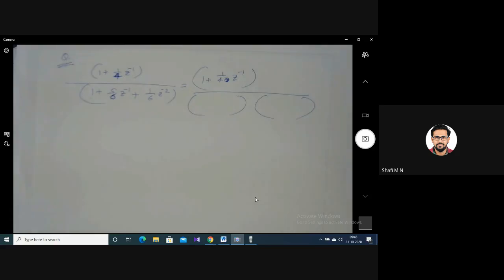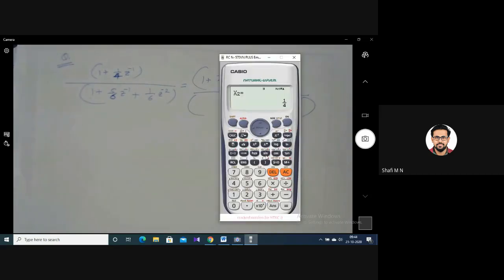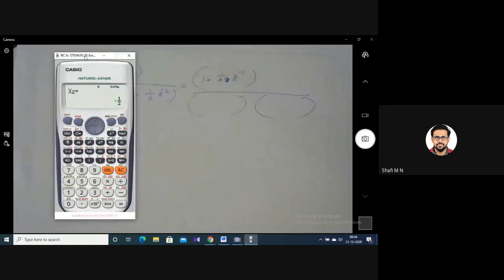You have to find the solution for the quadratic equation x square plus 5 by 6 x plus 1 by 6. Solution is minus 1 by 3 and minus 1 by 2. You can see the solutions, minus 1 by 3 and minus 1 by 2.